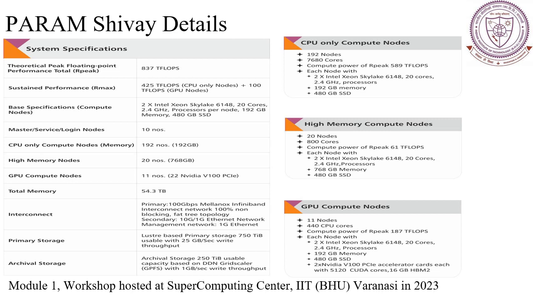And similarly, we have the high memory node. The only thing that changes in the high memory node is the memory. In the CPU only node we have 192 GB of memory, and here in the high memory node we have 768 GB of memory. The third one is the GPU compute node. We have 11 GPU nodes, and each GPU node has two Intel processors and 192 GB memory with 480 GB of SSD, and in addition to it we have two NVIDIA V100 accelerator cards, that is GPU cards.